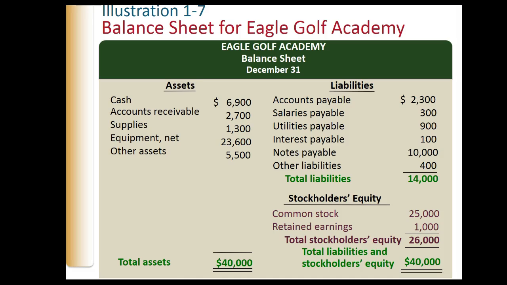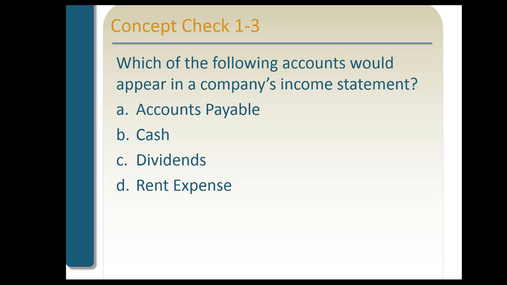But do you see here that the assets will always equal the liabilities plus the owners' equity? The assets of 40 equal the liabilities of 14 plus the stockholders' equity of 26, which is 40,000. This always will balance. The balance sheet balances.